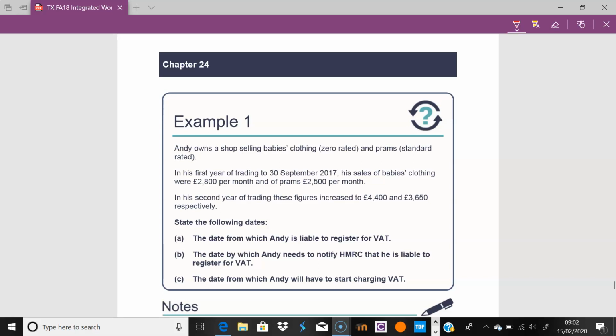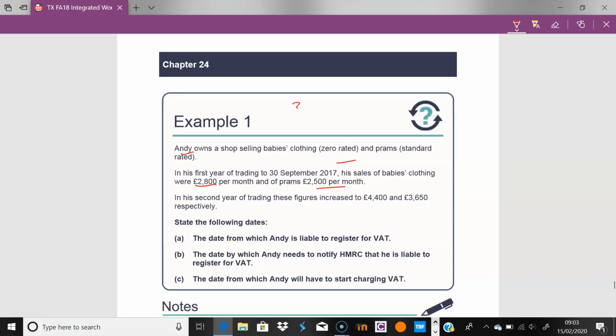That's the task at hand. So here we see a scenario where this character called Andy is selling clothes, and it says that he's selling baby clothes 2,800 and prams 2,500. Doesn't matter if they're zero rated. If someone's zero rated, sorry, he will register even though they're zero rated. It's more the issue as to how much input tax can he claim. But in terms of registration, he will register whether it's zero rated or standard rated.